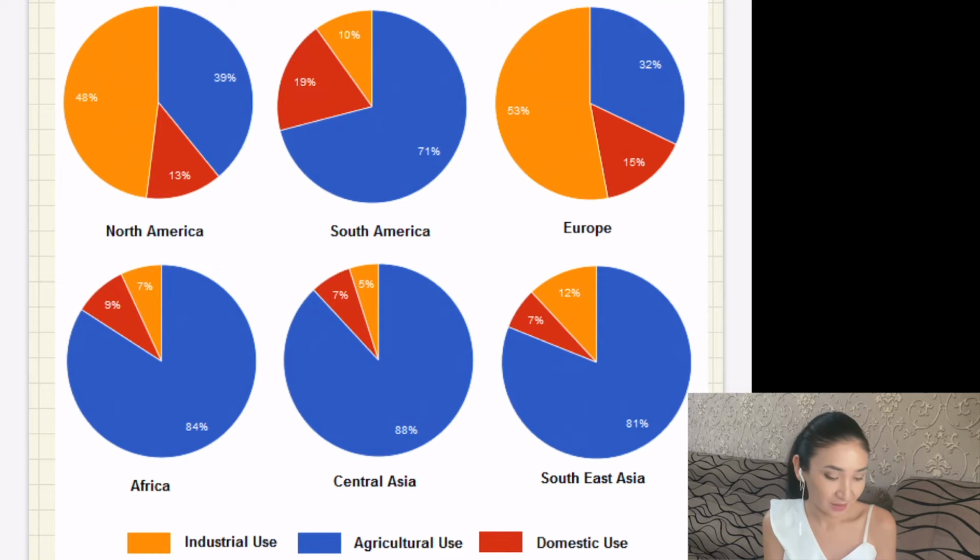It's better to write about this blue color, about this agricultural use, compared to industrial use and domestic use, because industrial use and domestic use, with the orange and red colors, are less compared to the blue color. It's better not to waste your time, because you're supposed to use your time adequately, not waste it figuring out which is more or which is less compared to the orange and red colors. That's why it's better to go with this blue color, which is the majority of water use, which is agricultural use.